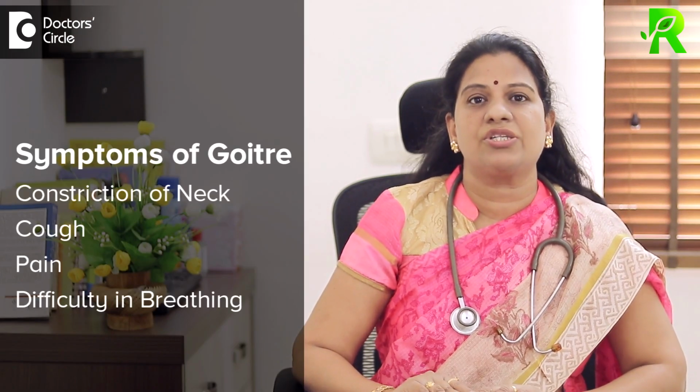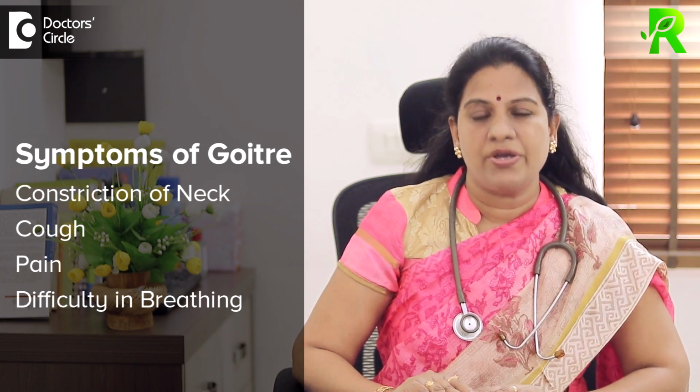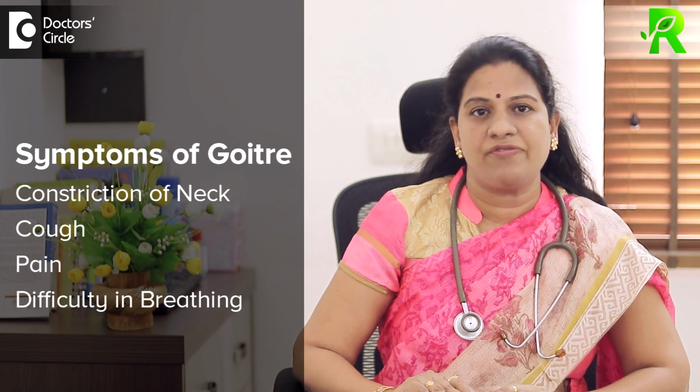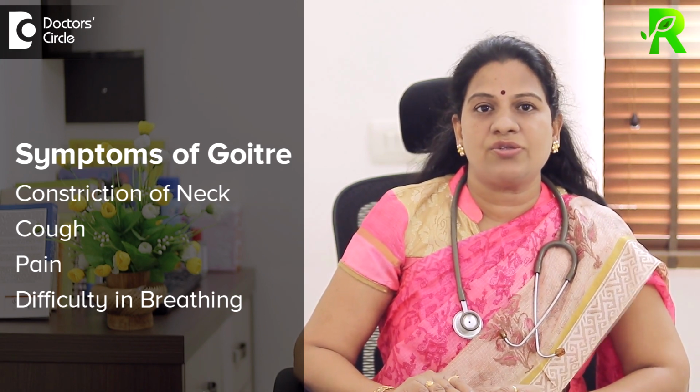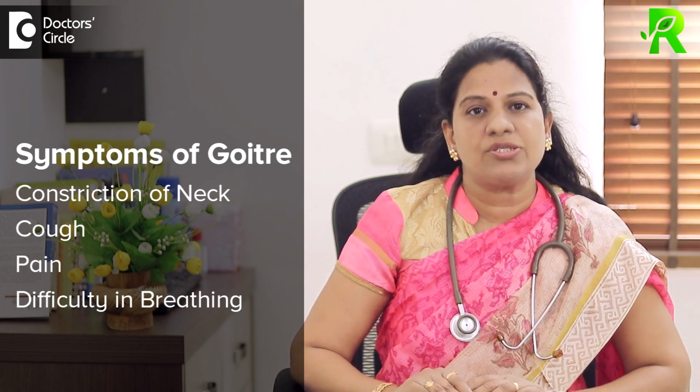Goiter symptoms, what will be there? Generally, symptoms mean there is constriction of the neck, and sometimes cough also will come. Recurrently, cough on and off they will get, and pain also will be there due to pressure on the neck. Breathing also sometimes will be difficult because pressure will be there on the neck.